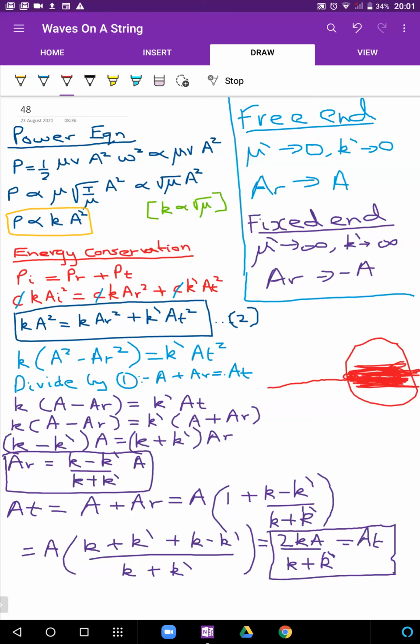So the second string is infinitely heavy. You will expect to see any reflected wave produced in this guy produce as though it got reflected from a fixed end.